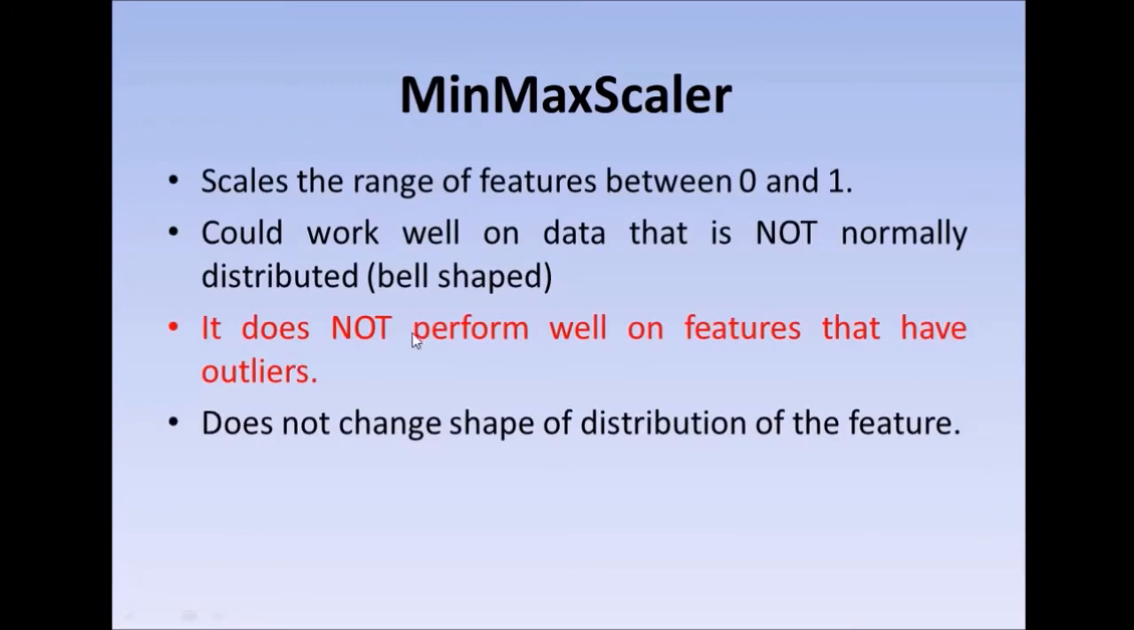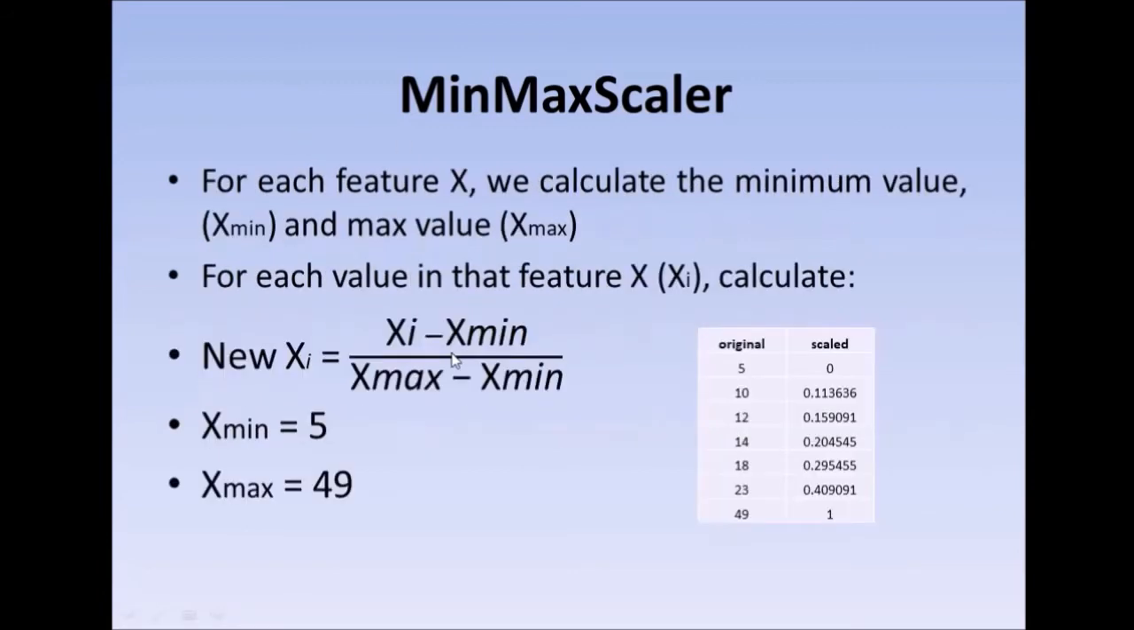Now why does it not perform well on features that have outliers? Well, that is because if we just assume that the maximum value here is 120, then the x max will become 120, so the whole calculation will get skewed and the outliers will therefore have a very huge effect on the scaling. Okay, so this was all about min-max scaler.